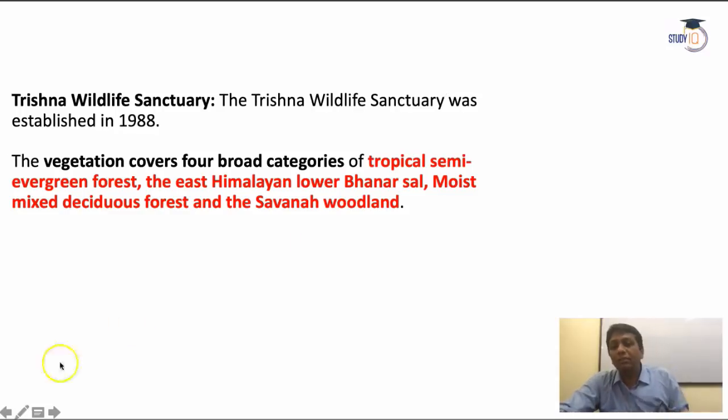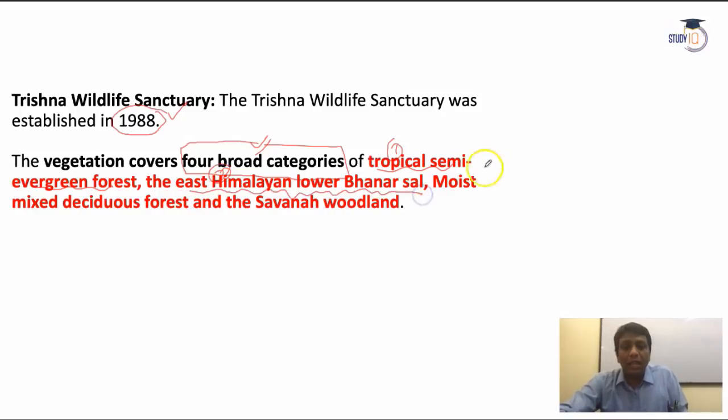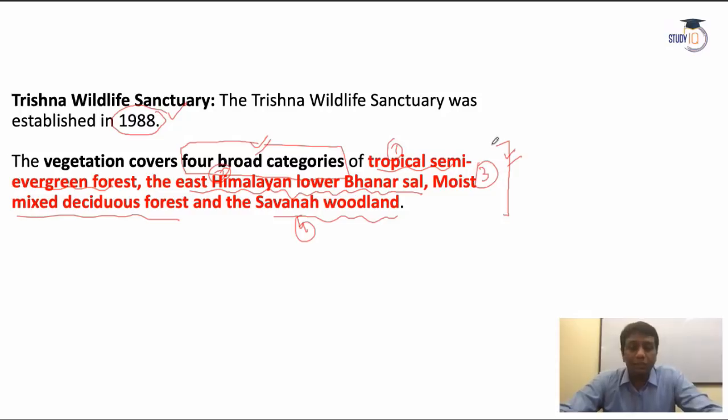So Trishna Wildlife Sanctuary was established in 1988, and in this area there are 4 types of vegetation, 4 broad categories of forest areas. The one is the tropical semi-evergreen forest. The second one is East Himalayan lower Bhabar sal. Third is the moist mixed deciduous forest, and the fourth is the savanna woodland. So this wildlife sanctuary has 4 different forest areas.